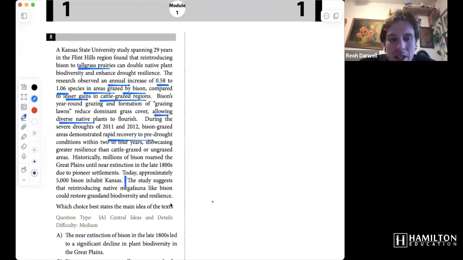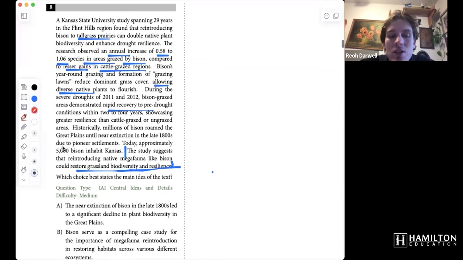Then we see this here. The study suggests that reintroducing native megafauna like bison could restore grassland biodiversity and resilience. Okay. The biggest thing to fixate on in our answer choices is what makes a distractor wrong. Okay. We really need to focus on what makes a distractor wrong. So, main idea of the text.